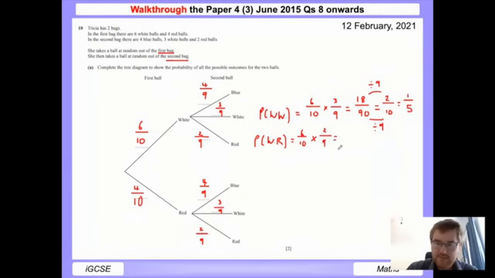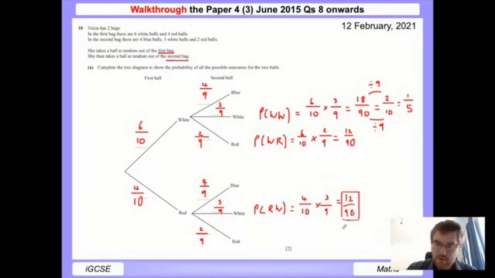Notice I'm not going to simplify at this point, so 12 over 90. And then we work out the probability of red-white. So red-white, no whites, just reds. So we get 4/10 times 3 over 9. There we go. And we also get 12 over 90.